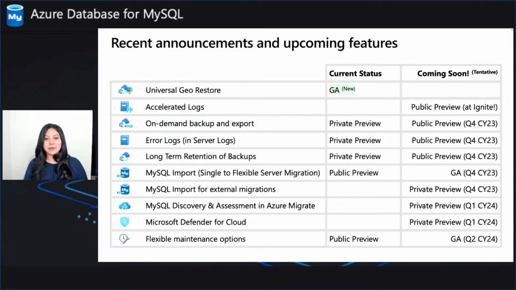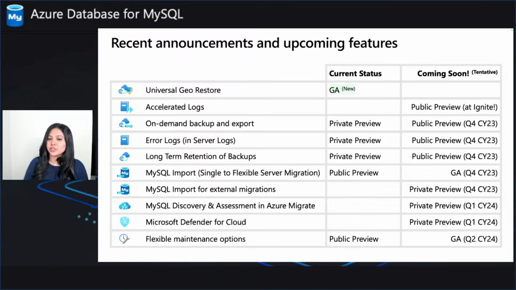Next is MySQL Discovery and Assessment in Azure Migrate. With this functionality, you can use Azure Migrate to discover MySQL servers in your environment, assess them by identifying their compatibility for moving to Azure Database for MySQL, and also receive compute and storage SKU recommendations along with their costs. Again, it will be private preview in the first quarter of next year. So stay tuned. Microsoft Defender for Cloud support for Azure Database for MySQL will be private preview in the first quarter of CY24 as well.